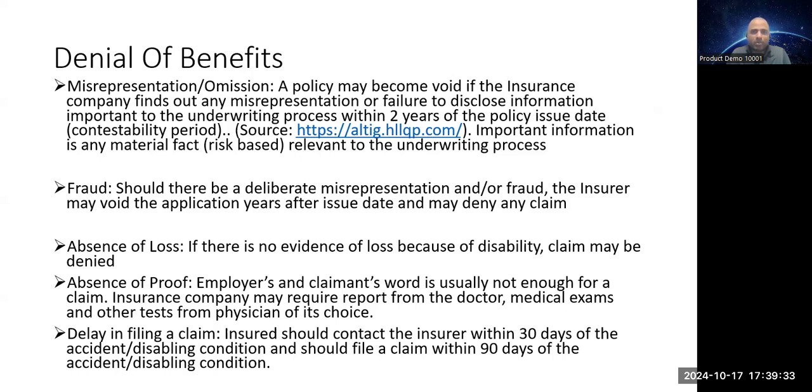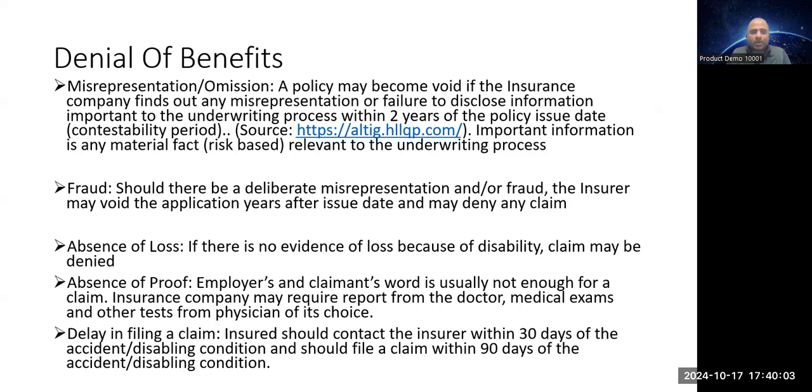Now, if it was a deliberate misrepresentation, if it was a fraud, and if the insurance company finds out about this fraud, let's say 10 years into the future, they can still cancel your coverage. However, if it was done in good faith, they have about 2 years to figure out the mistake. And if it happens after 2 years, unfortunately, they cannot cancel your coverage.